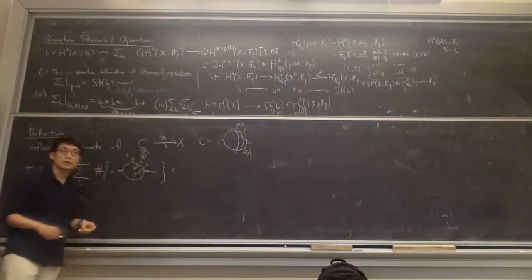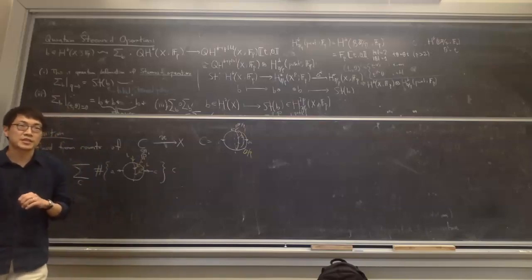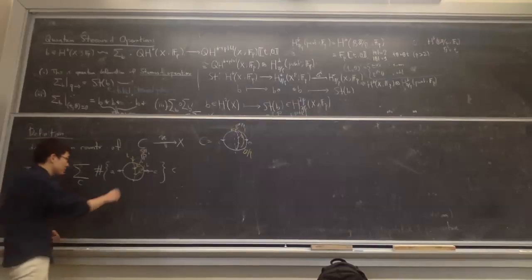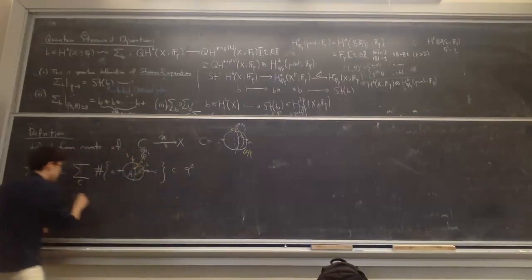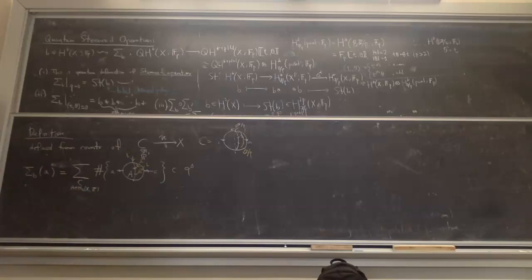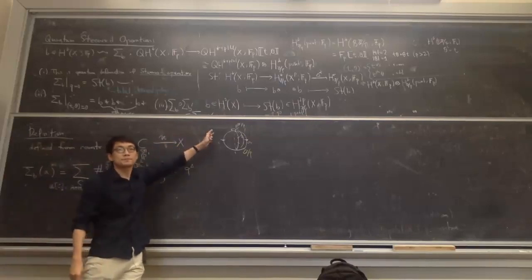So the map itself is not Z mod P invariant? The map itself is actually not Z mod P invariant because, yeah, I'm going to get to that point very soon. So again, you separate these counts by homology classes. This A is like the degree of your holomorphic curve. Okay, now you want to count this moduli space up to this Z mod P symmetry.